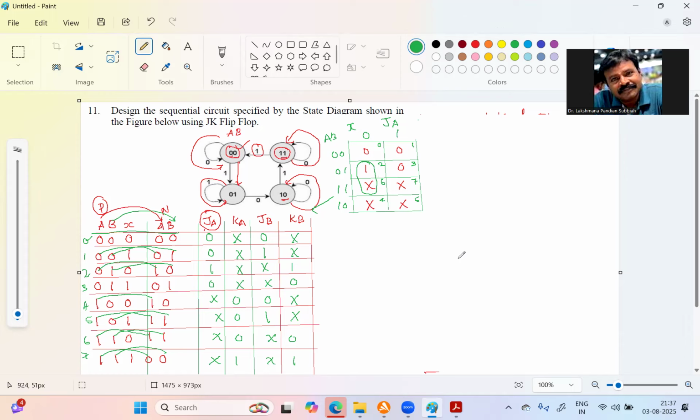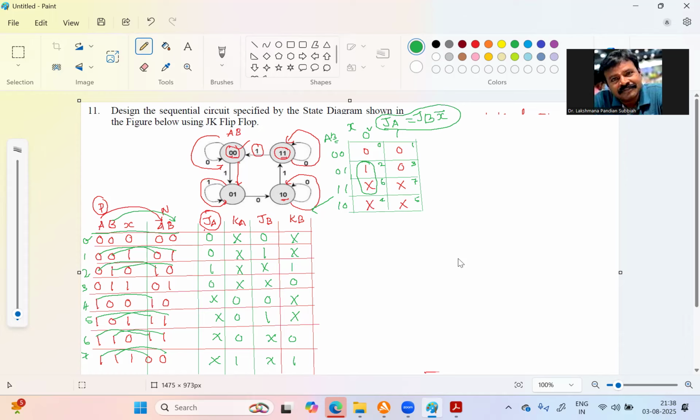So for that pair, what's the formula? The value is here B. So we are having now that B value, and then you put that X is 0. So that is B, and here we are having now X bar. X is here that 0. So JA equals B X bar. This is the equation for the JA input.